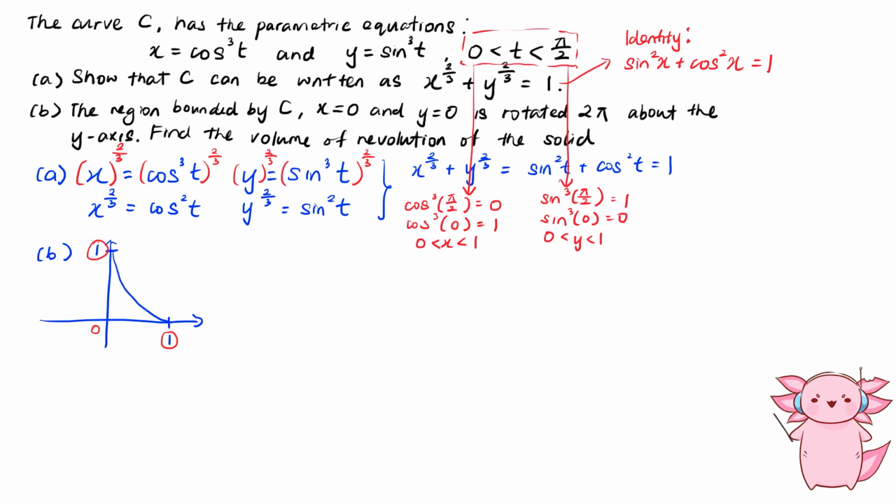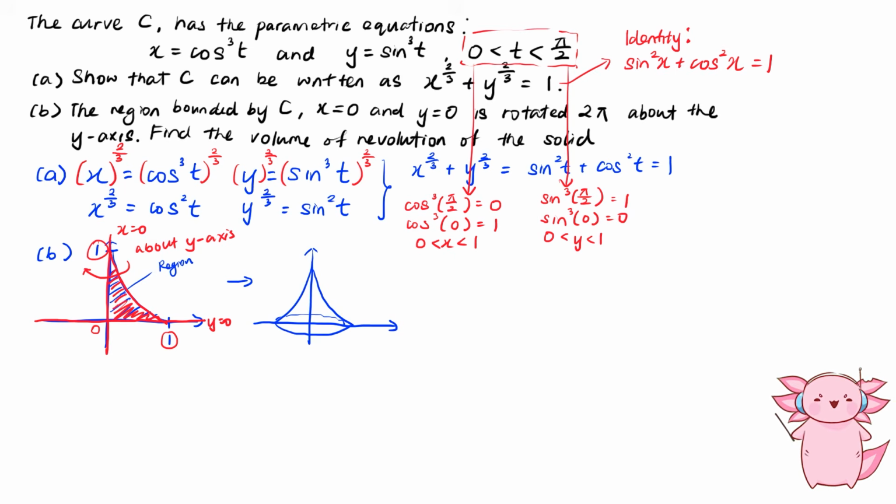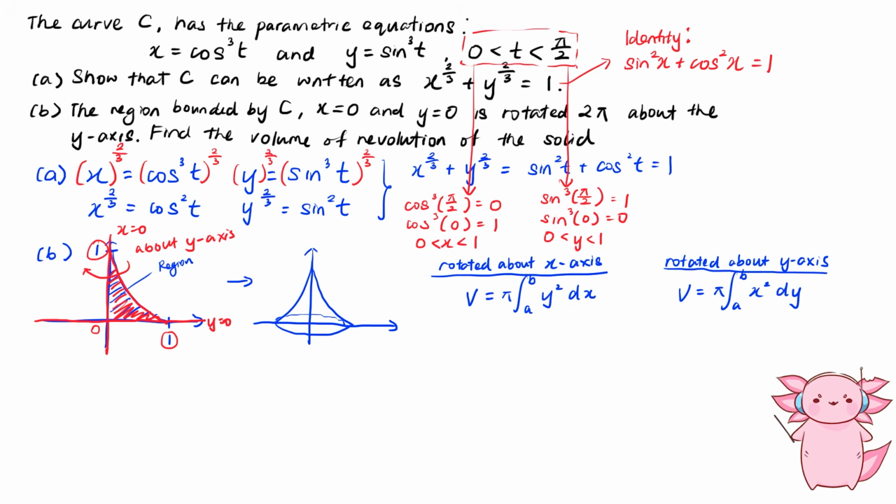After doing a quick sketch of the graph, this is the region bounded by the curve, x equal to 0 and y equal to 0. Since the question asks for the volume of rotation about the y-axis, you can see that you will get the Hershey's Kiss shape. Now this is the formula for the volume of rotation with respect to the x and y-axis respectively. Since we're integrating with respect to y, we have to make x the subject of the formula first.